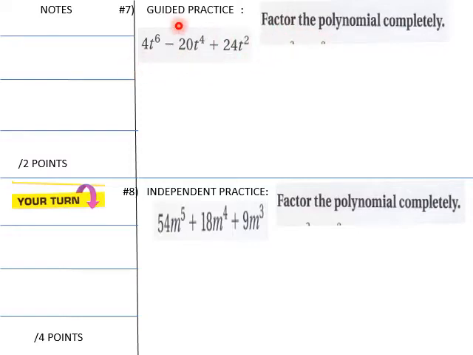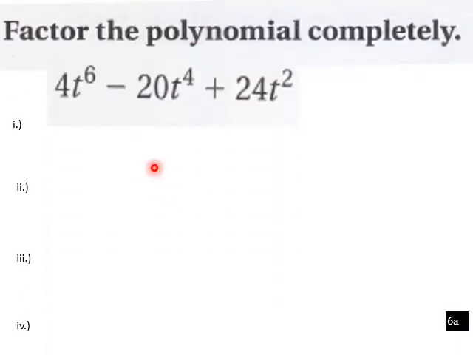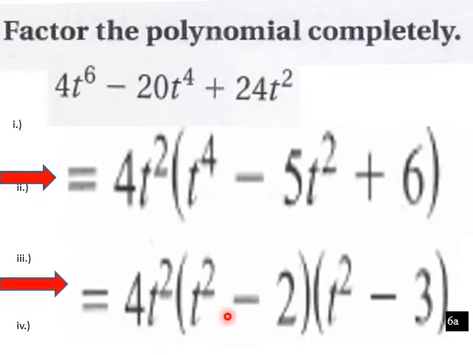So let's factor this polynomial completely here. Students, this is yours. Pay attention so you can do your independent practice. So let's do our first. Factor this polynomial completely: 4t to the 6th minus 20t to the 4th plus 24t squared. We can factor out a 4t squared out of this trinomial, and we end up with this. So now we can factor this trinomial into two binomials. This is basically what we're going to do: t squared minus 2, t squared minus 3 is what we're going to turn this trinomial into.